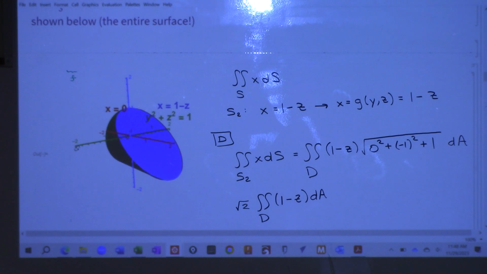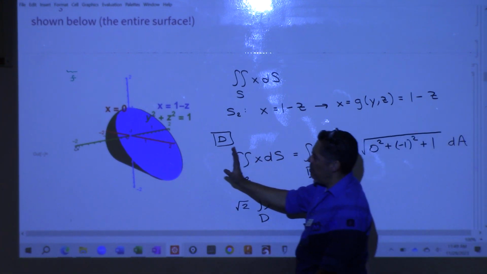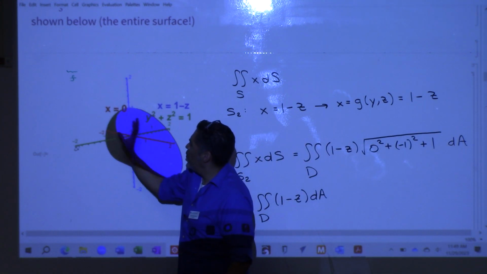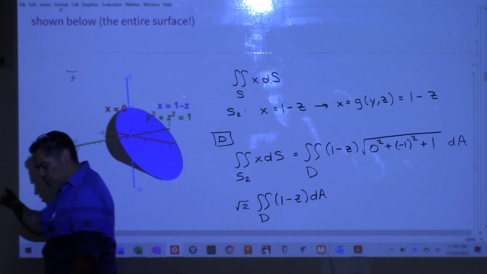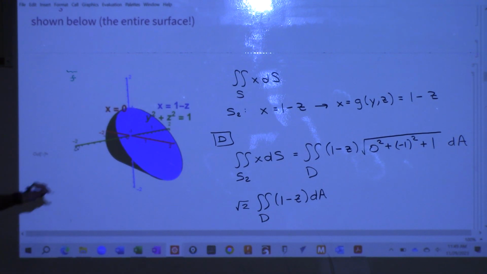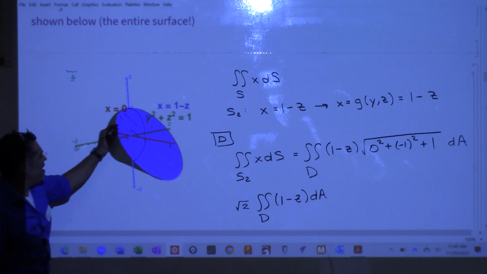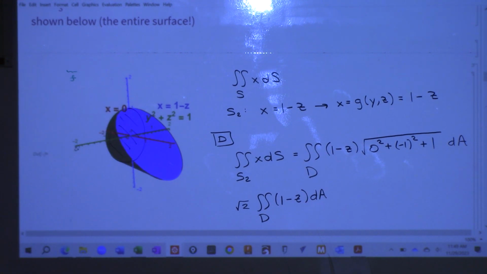All right, this is a good old-fashioned double integral now. I need to define what D is. D is the domain of this surface right here, right? So what is the projection of this blue onto the yz plane? Yeah, it's a disk, right? That's the projection of the blue onto. It's the red one, isn't it? It's that red disk. Okay, so how would you like to define that?